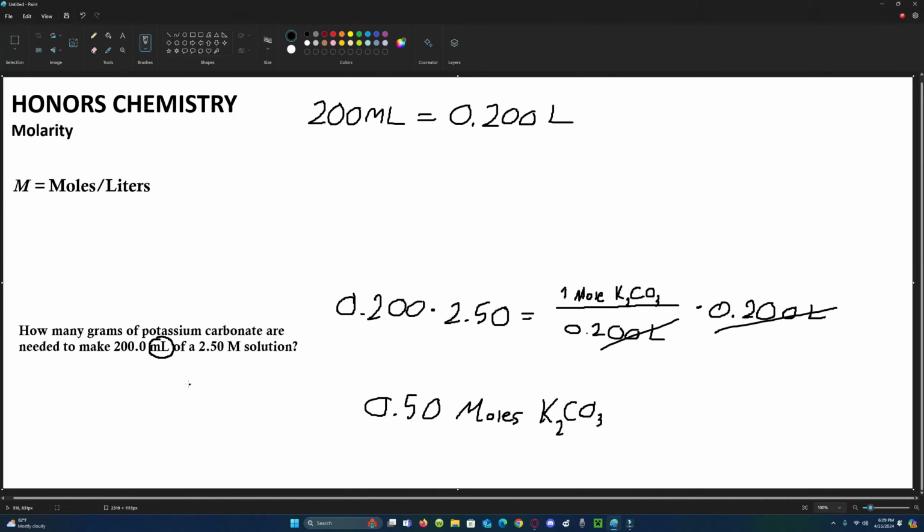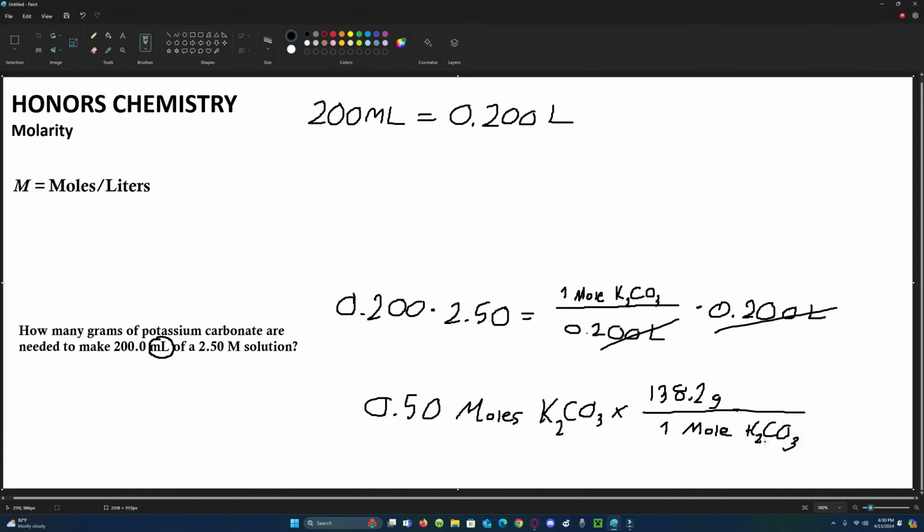And then, since we need the grams, you just do the conversion thing. So you do times, and the molar mass of K2CO3 is 138.2 grams. And then that's over 1 mole of the same thing. And then obviously you know how this thing goes. Actually, let me just write down the whole thing just so you can get the full picture.